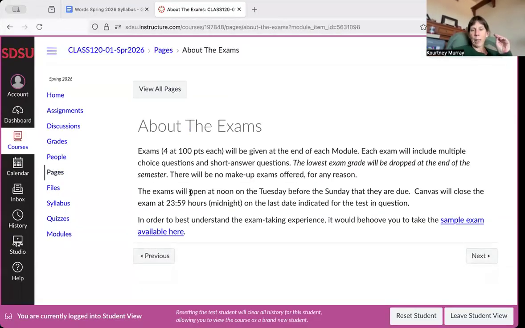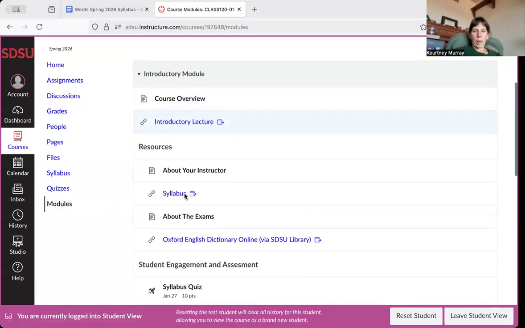So again, I will be explaining specifically what's going to be on the exams closer to the time of the exams. But if you would like to remind yourself of that fact, it is here. And then we're going to look at that sample exam in just a second. So what else is here?